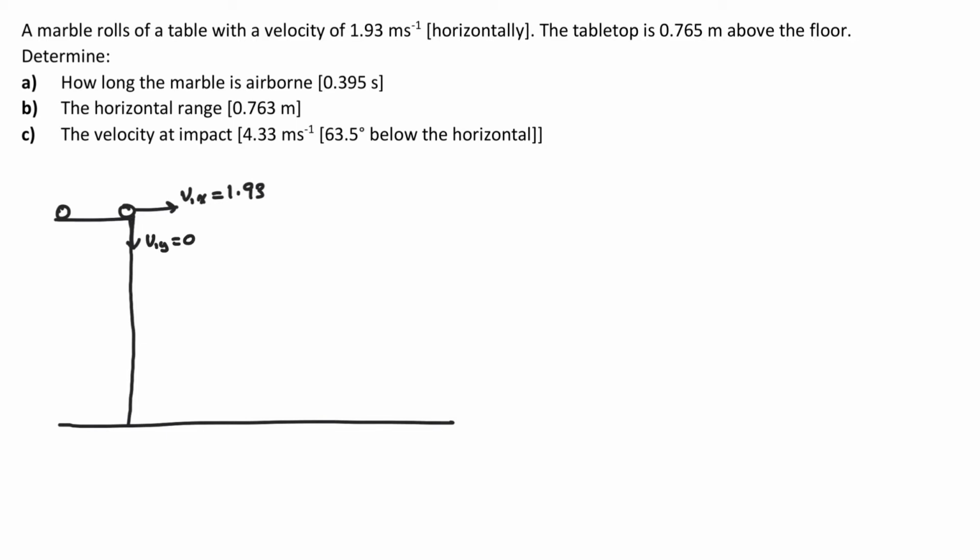And it's going to go through this path. So let's draw the path. It's going to look something like this. And it's going to end up down here. And at this point, it will also have the v2x, which is not going to change. That's going to stay as 1.93. And it is going to have v2y, which we don't actually know.